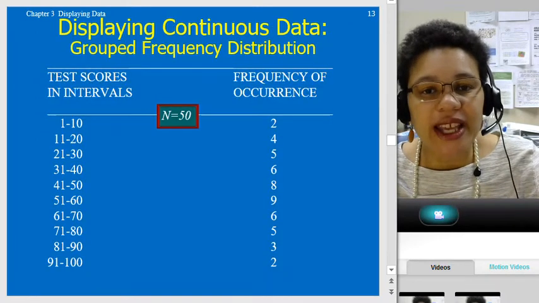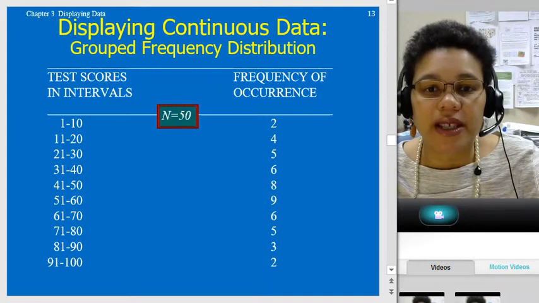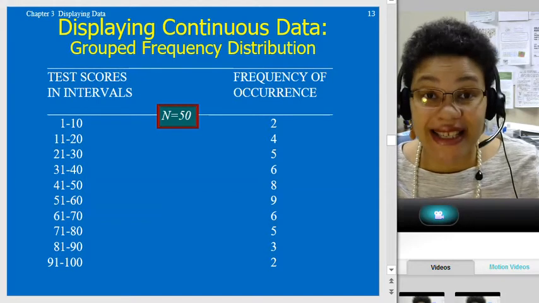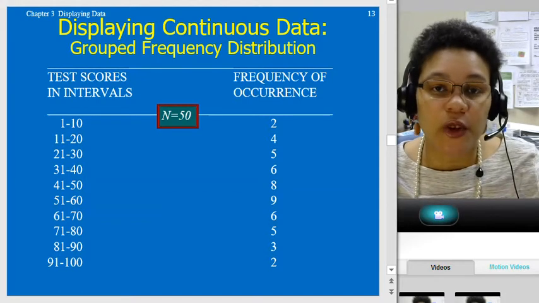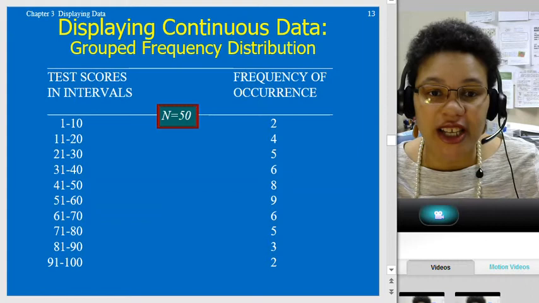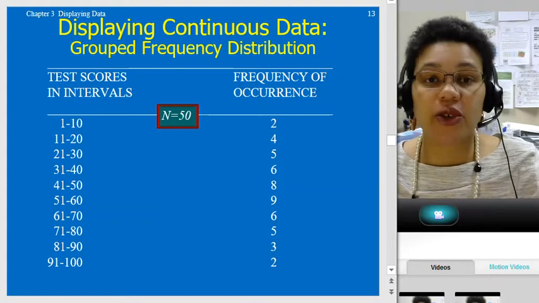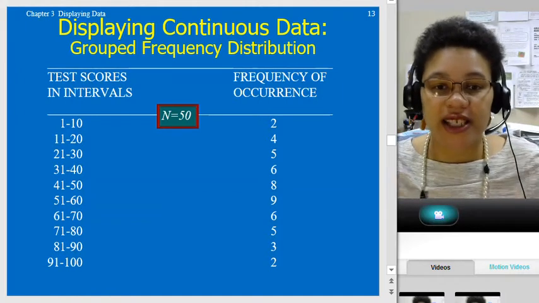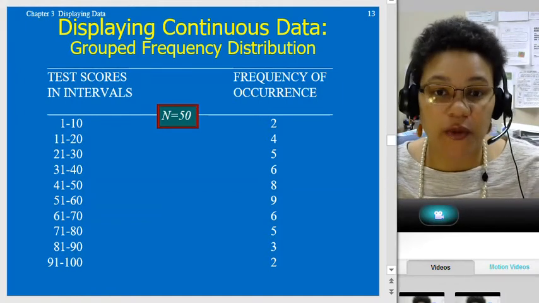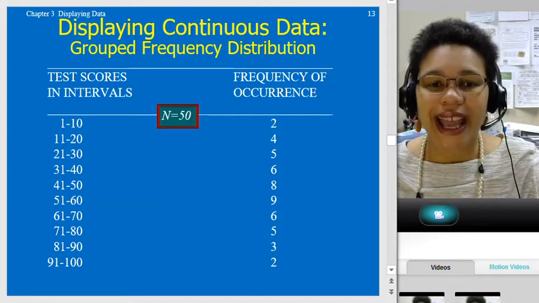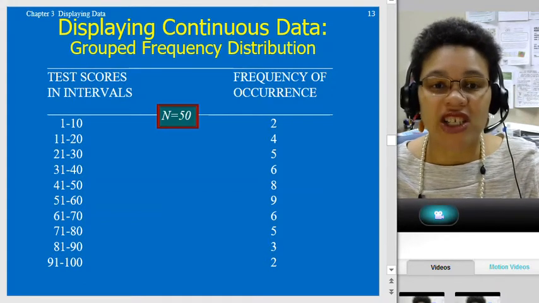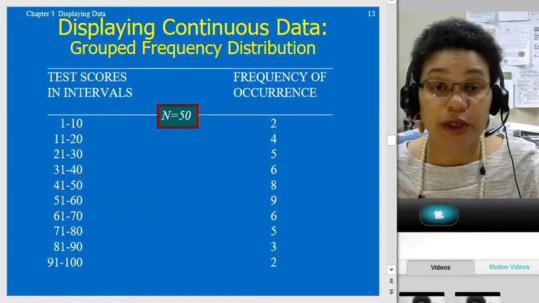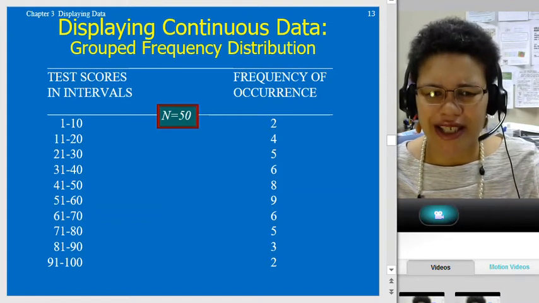But what if we make a grouped frequency distribution? Okay, we're going to think of some kind of intervals that make sense. Now, for test scores going from 0 to 100 or 1 to 100, it makes sense to group them into bins or intervals of 10. So 1 to 10, 11 to 20, 21 to 30, and so forth. And then we can count how many scores fall into each of these bins or intervals. So there must have been two people who scored between 1 and 10 on this test. This must have been a pretty hard test.